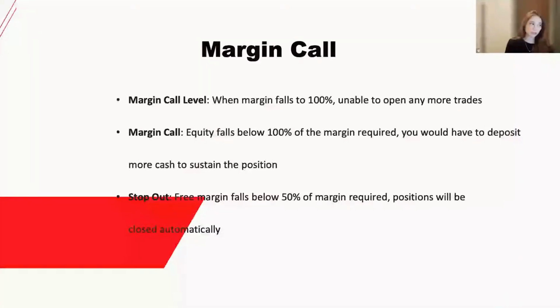So let's talk about stop out. When free margin falls below 50% of the margin required, positions will close out automatically.